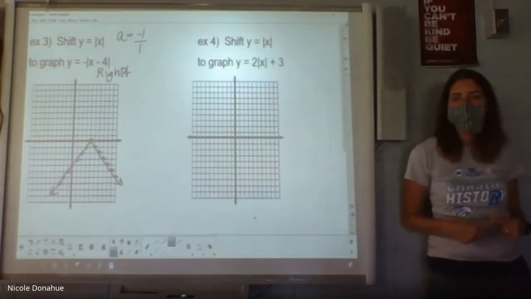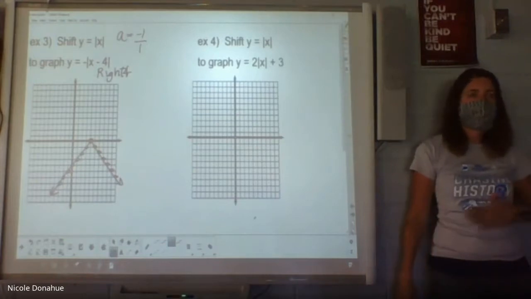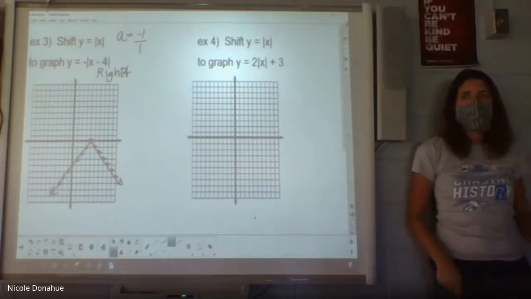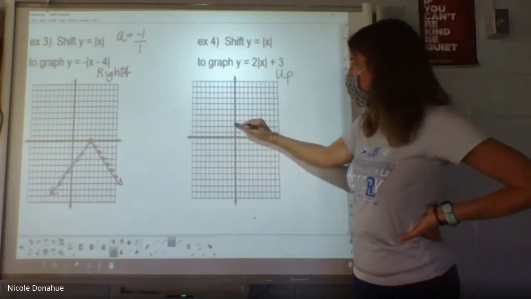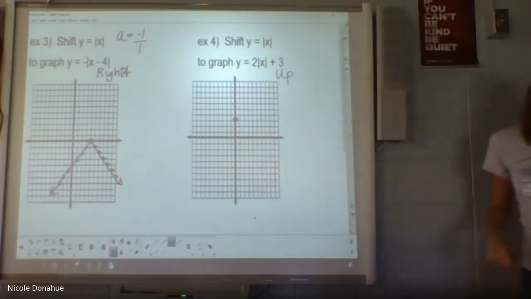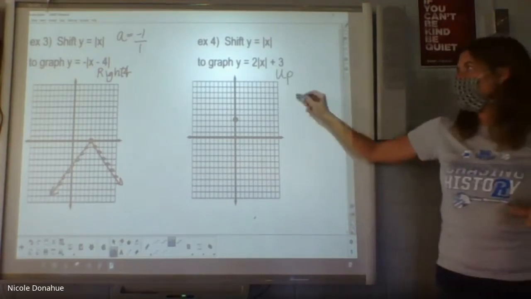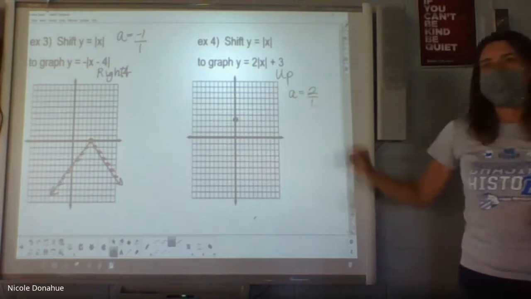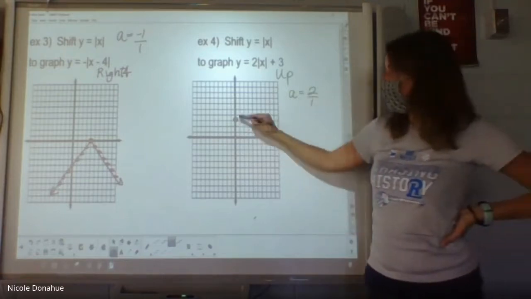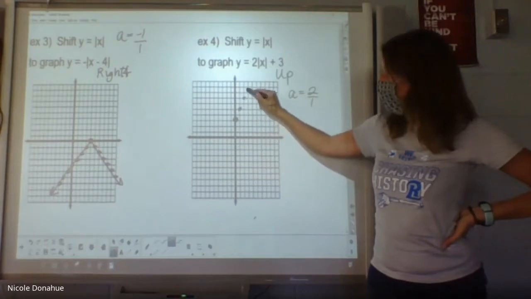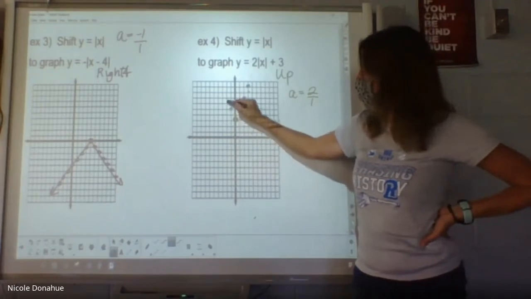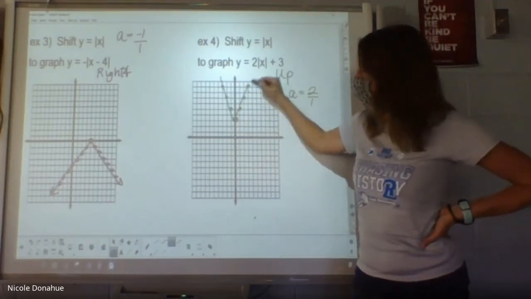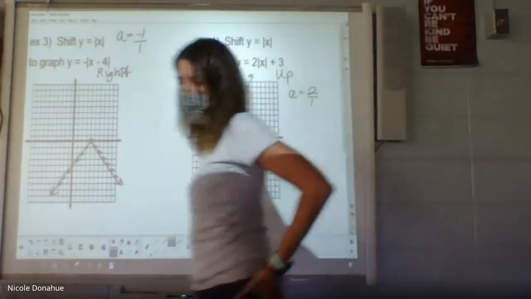And then finally, what does the +3 do in our graph? Up 3. So from the origin, we're going to go up 1, 2, 3. There's my vertex. But this time my slope is what? 2 over 1. So on the right side of my graph, I'm gonna go up 2 and over 1. Up 2 over 1, up 2 over 1. And then I can reverse it the other way. It's a mirror image on the other side. And so it's just a skinnier V in that case.